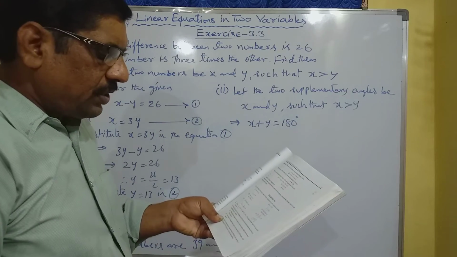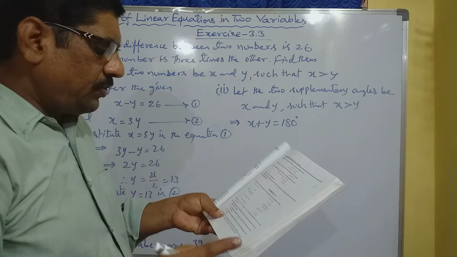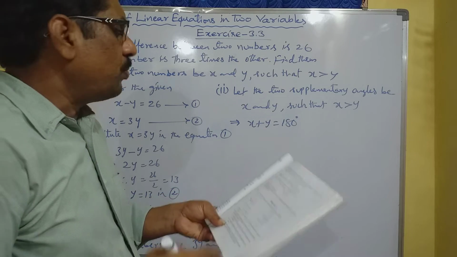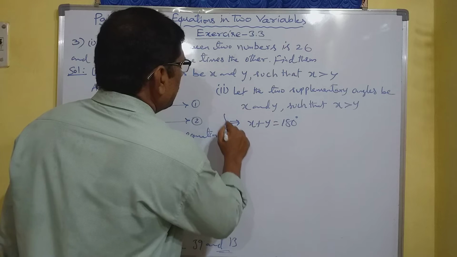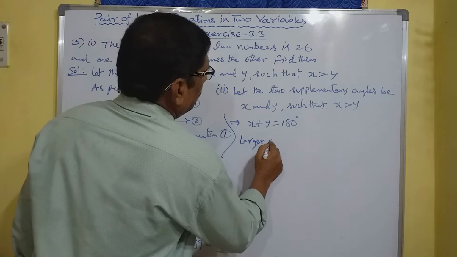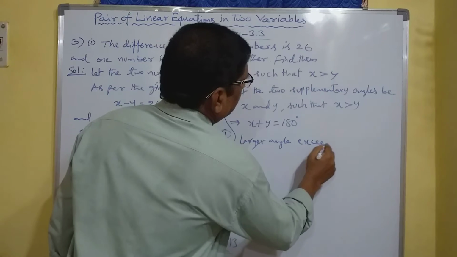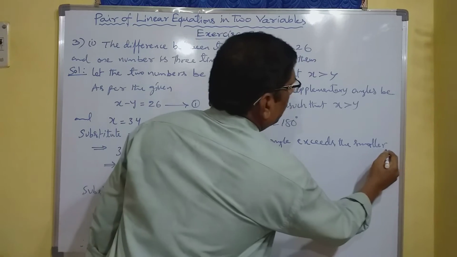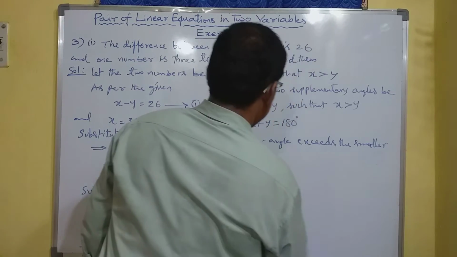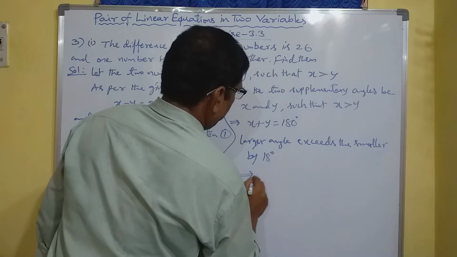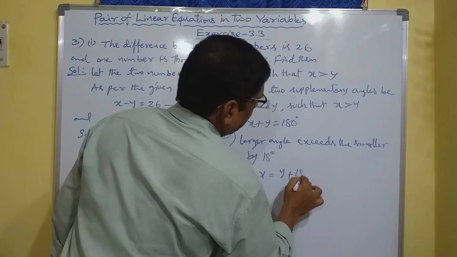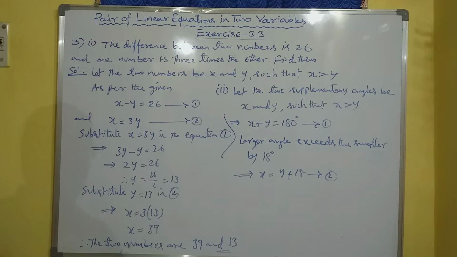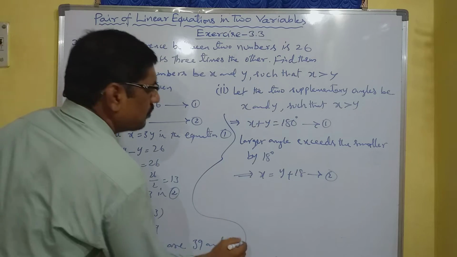And one more condition is given, that the larger of the two angles exceeds the smaller by 18 degrees. Here the larger angle exceeds the smaller by 18 degrees. This implies we can write X is equal to Y plus 18. Say this is equation 2 and the earlier one is equation 1. We got two equations. Now let us find the values of X and Y from these two equations.